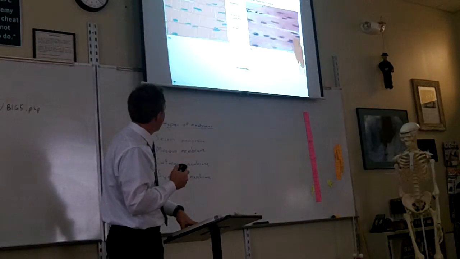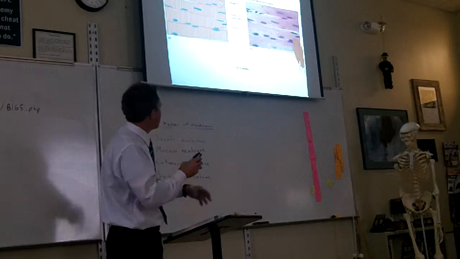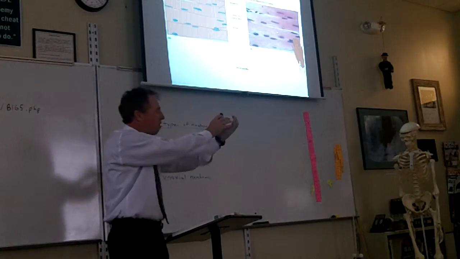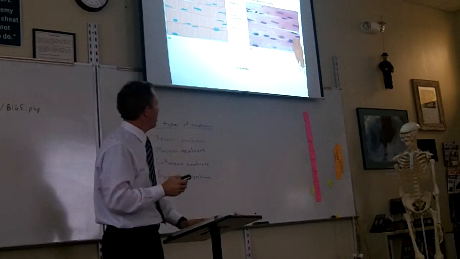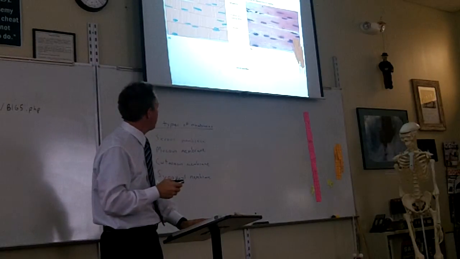And then two slides back, that's skeletal muscle. Skeletal muscle cells are all long and about the same size. And the striations show up really well.